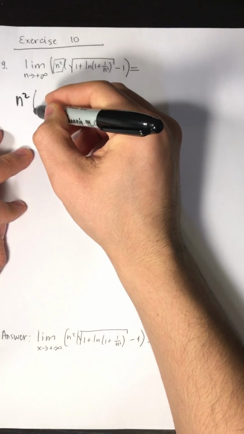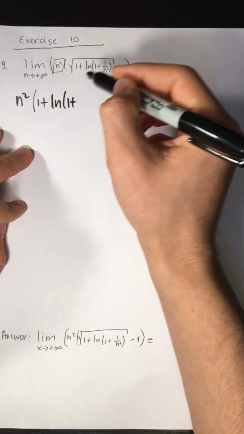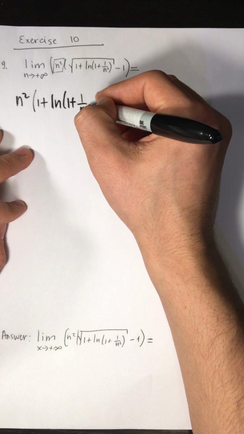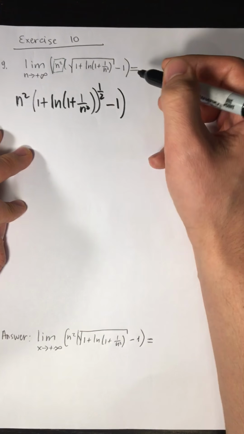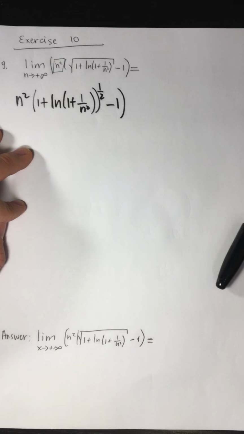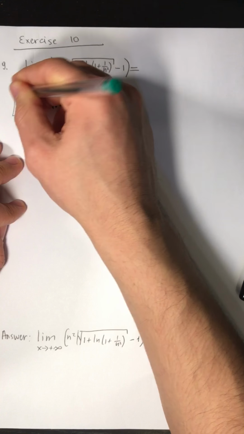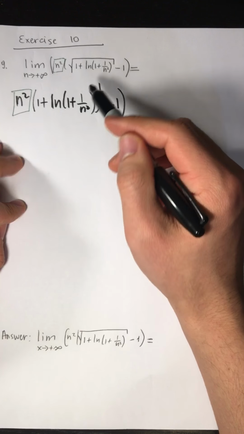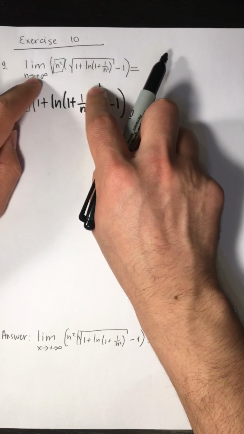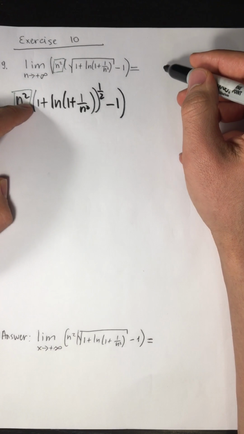Instead of the root, let's write n square times ln of 1 plus 1 over n square, to the 1 over 2, because it's the same thing, minus 1. So in this case I have n square. Do we have multiplication? Yes. And it's here, and because I have n square, in my mind, this is something that's going on.